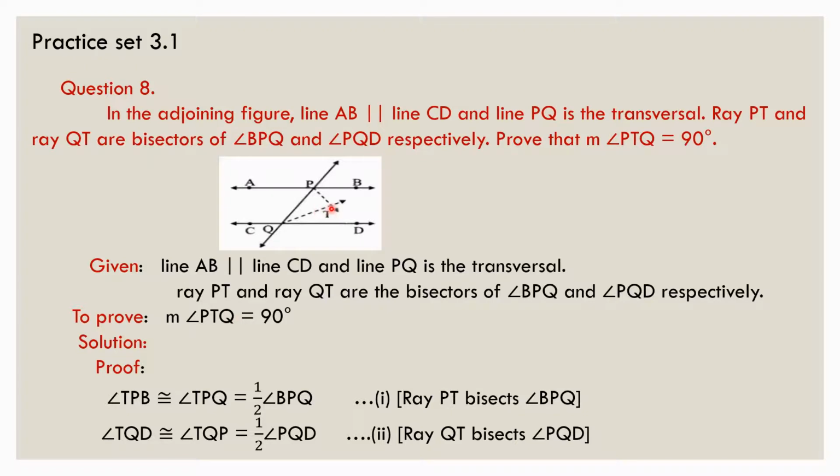Then solution. In this figure, angle TPB is congruent to angle TPQ, that is equal to half of angle BPQ, because ray PT is the bisector of angle BPQ. That is equation number 1. And the second equation: angle TQD is congruent to angle TQP, that is equal to half of angle PQD. The reason: ray QT bisects angle PQD.